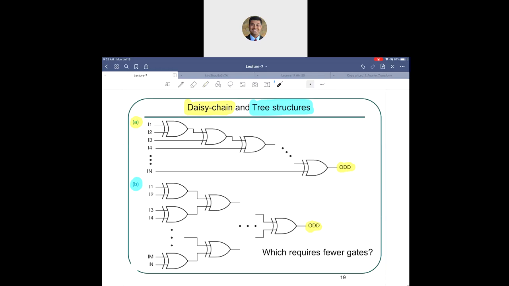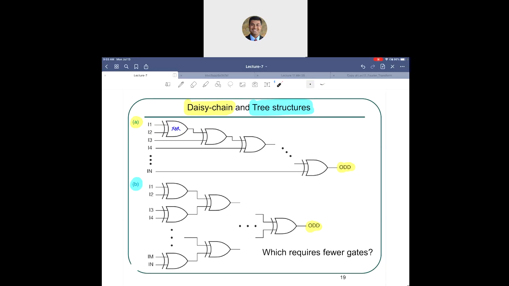What is a daisy chain? First you find out the exclusive OR of I1, I2. Then you add on one more input to the chain. Then you add on one more input to the chain, and so on. So that is a daisy chain structure. You have inputs I1, I2, I3, I4, and so on up to IN. So an n input daisy chain structure.